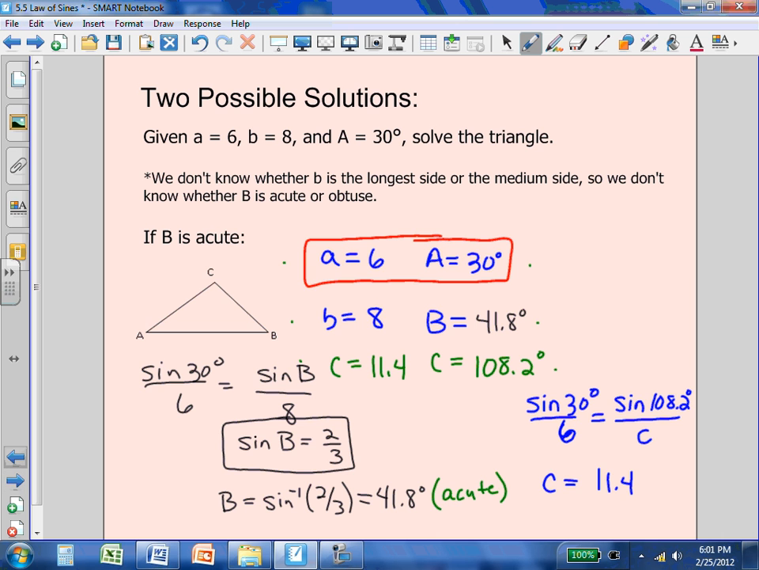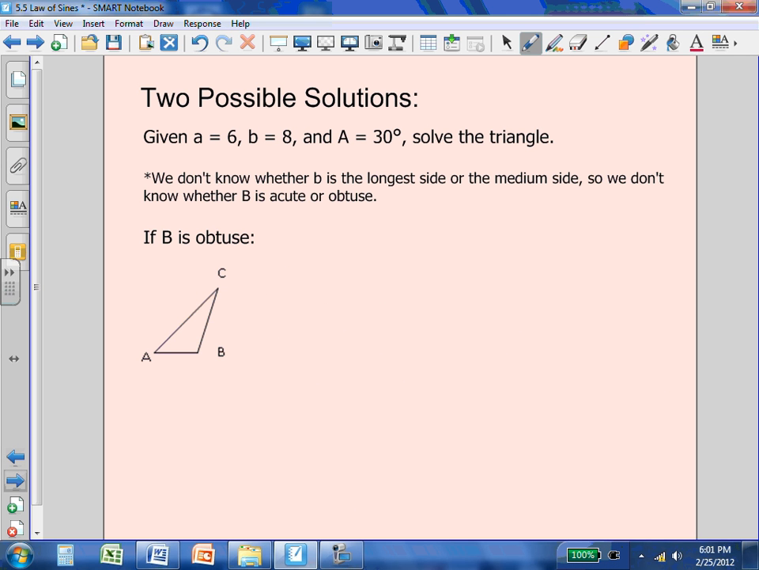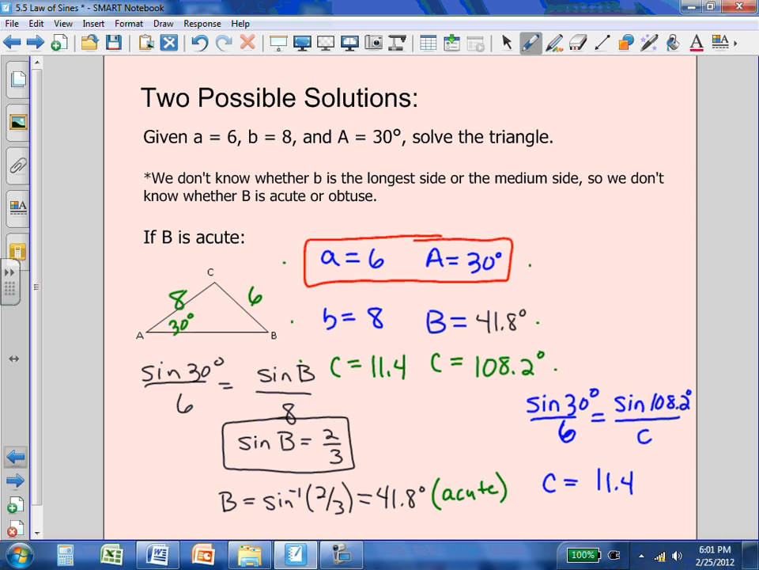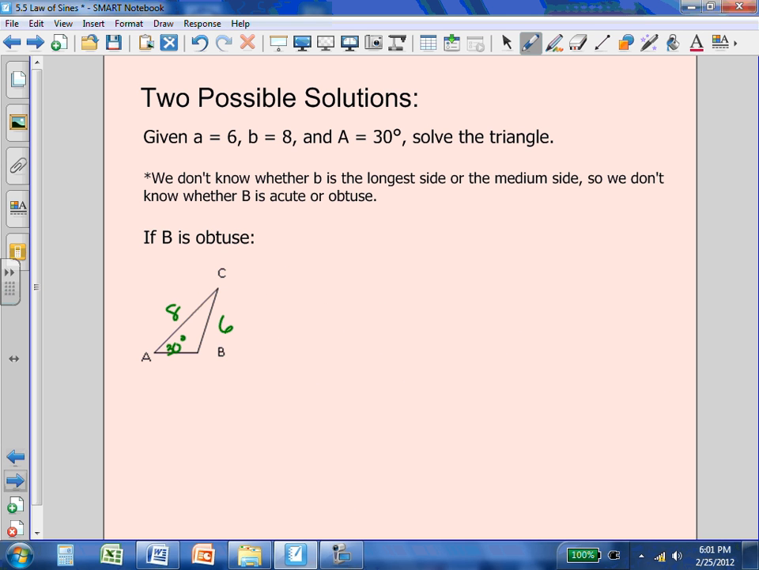Let me make sure I labeled this one this time. This was 6, this was 8, and that was 30. Okay, so let's label this one. This was 6, this was 8, and this is 30. Notice that they are labeled exactly the same way, but where is B? It moved a little bit closer, and now the angle at B is obtuse. So there's a picture of what's going on.